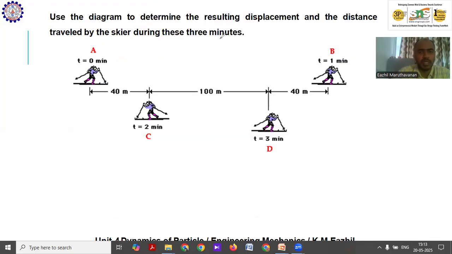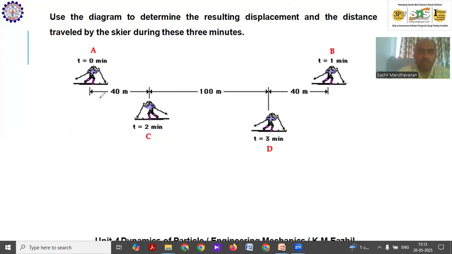Here, the skier is traveling from position A to position B, then to position C, and then to the final position D. I want to calculate the displacement and distance traveled by the skier during 3 minutes. In the first minute, that is 0 to 1 minute, he travels a distance of 40 plus 100 plus 40, that is 180 meters. Then from B to C, in the second minute, he travels another 100 plus 40, that is 140 meters, plus 180 meters. Then from C to D, he travels another 100 meters. The total distance traveled by this skier is 420 meters.